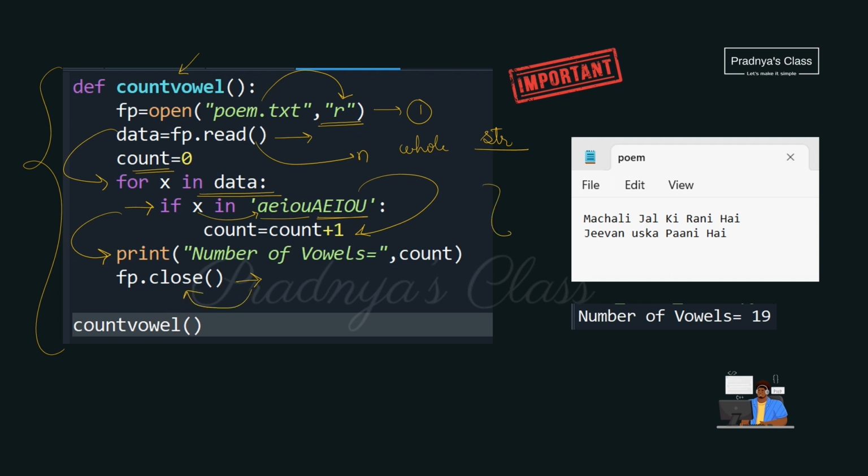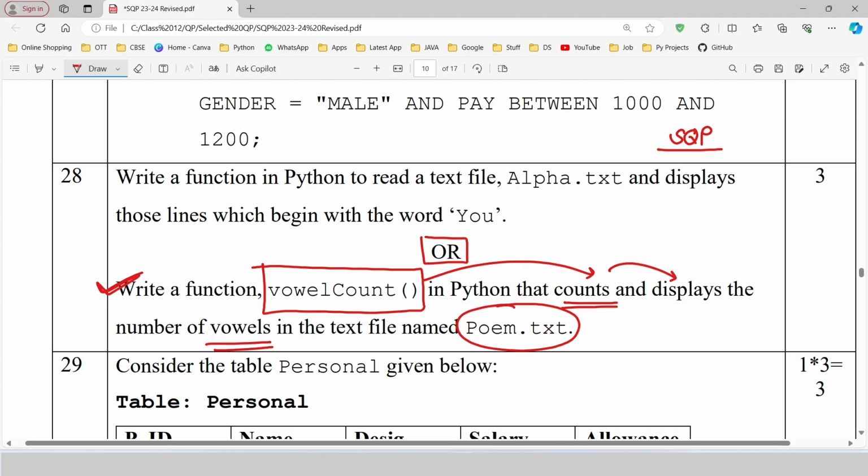To cross-check the output of this code, we have taken some random data in the poem.txt file. Look at the output. The number of vowels is 19. This question is important. It has been asked in many question papers. Now look at the question in the choice. Here is a text file, alpha.txt.